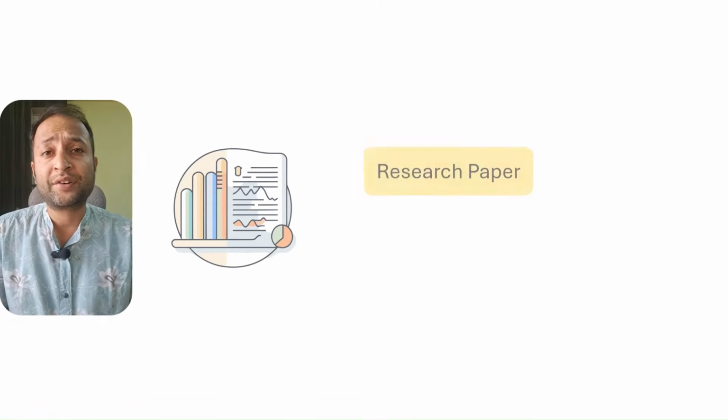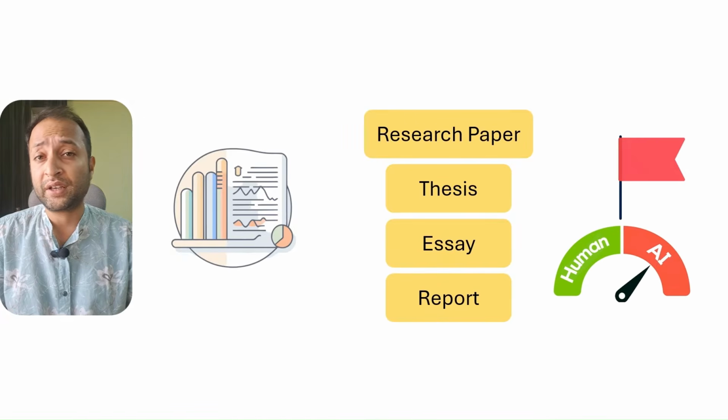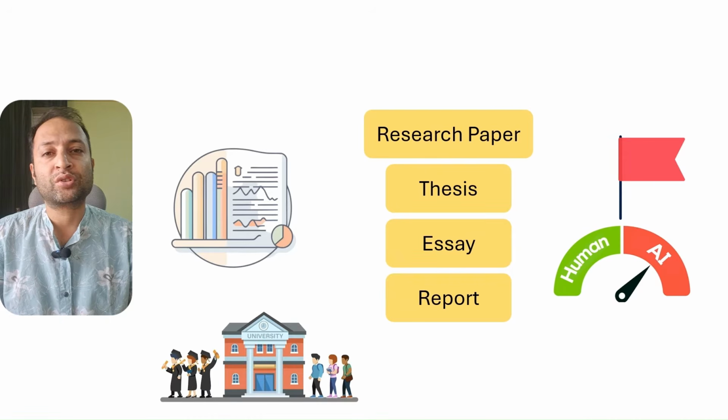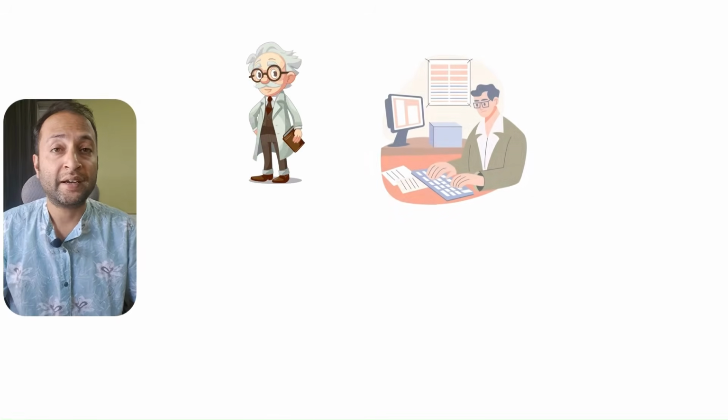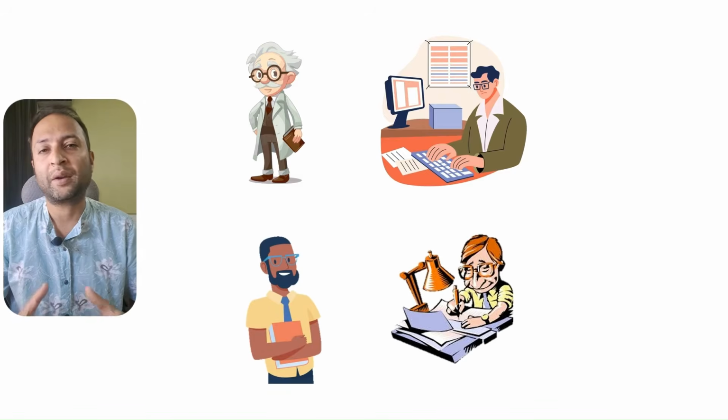Have you ever submitted a research paper, essay, or report and suddenly it got flagged as AI generated even when you actually wrote it yourself? Because most of the academic institutions want you not to use AI generated content. Or maybe you're on the other side as a professor or journal editor trying to figure out whether a student or author has used AI in their academic writings.